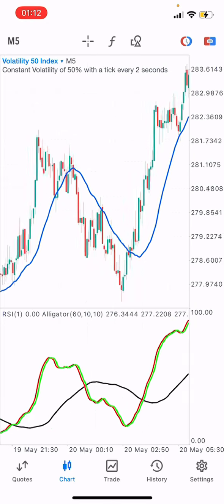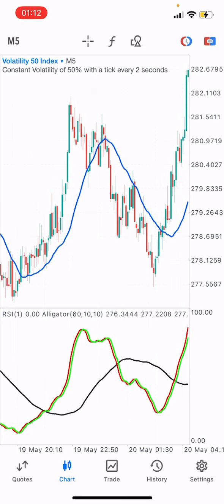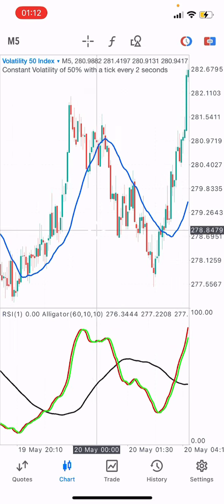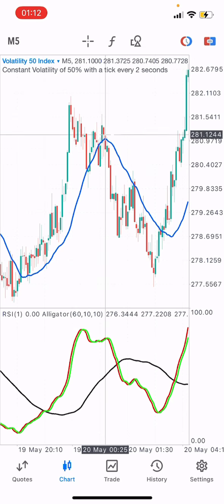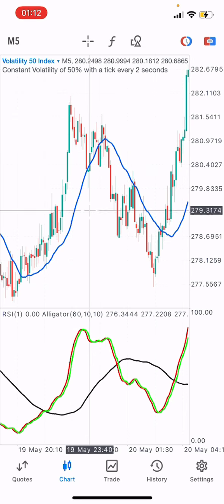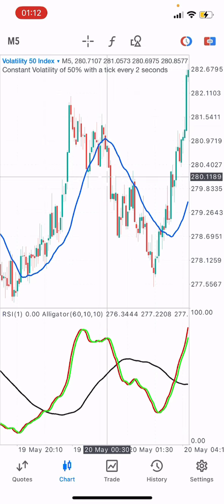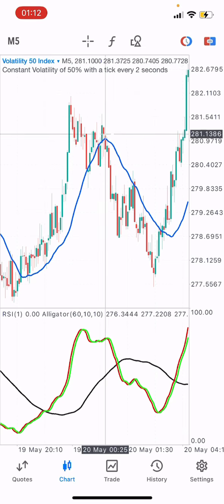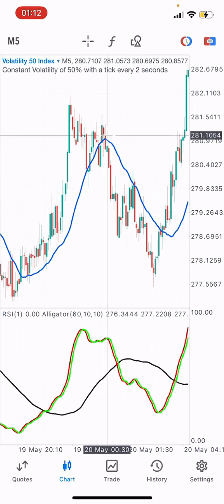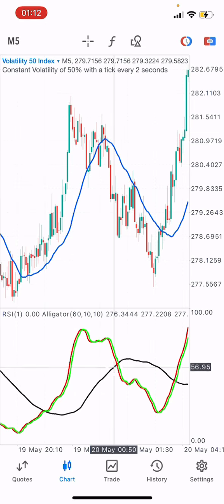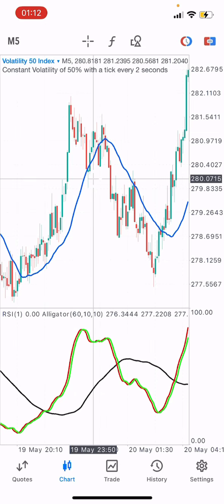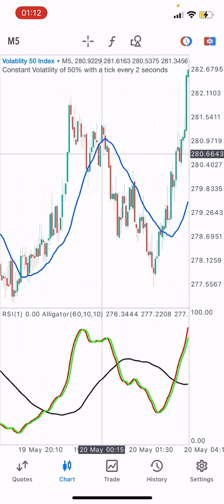Then for the sell trade, this is an example of a sell trade. On our main chart, we have a crossover right here. On our alligator, the crossover occurred here also. So what that means is this is going to happen first, the crossover on our main chart, then subsequently the crossover on the alligator. So immediately you spot something like that, you go for the sell.